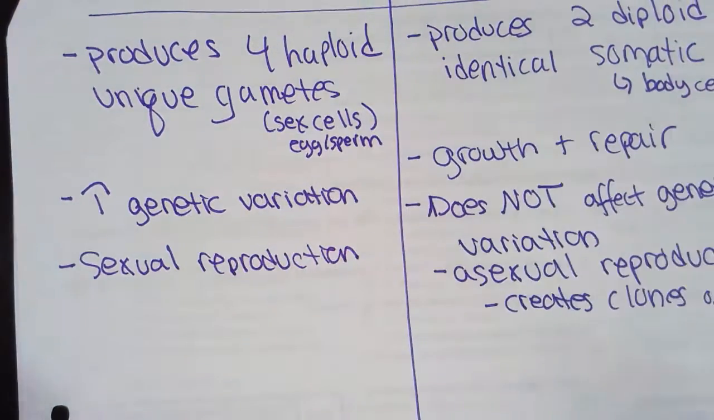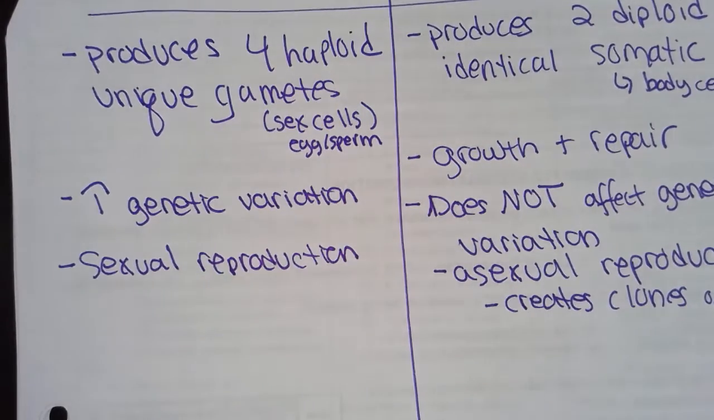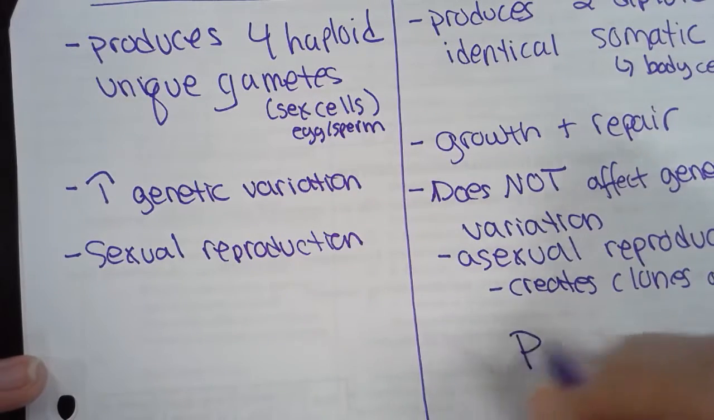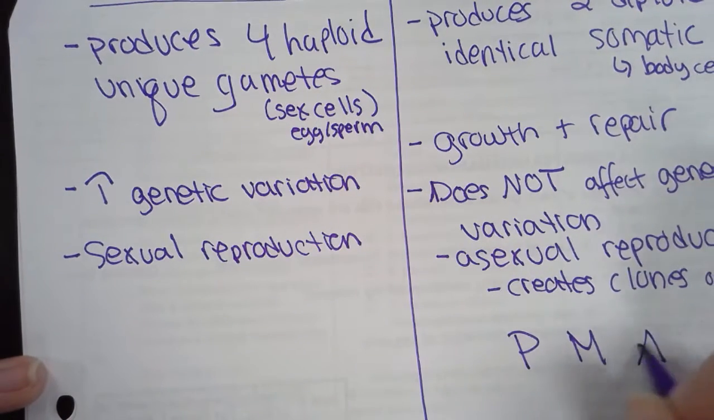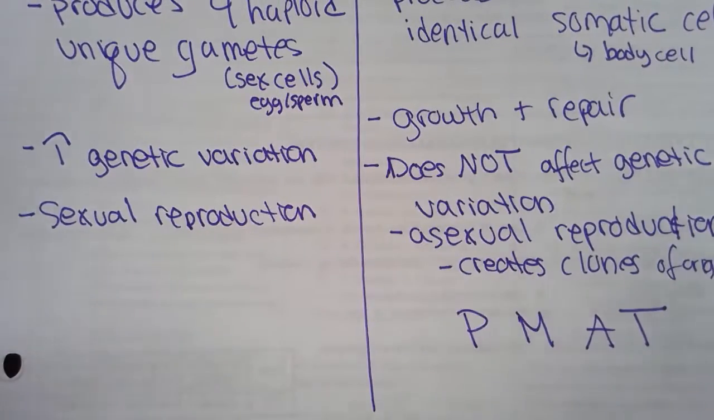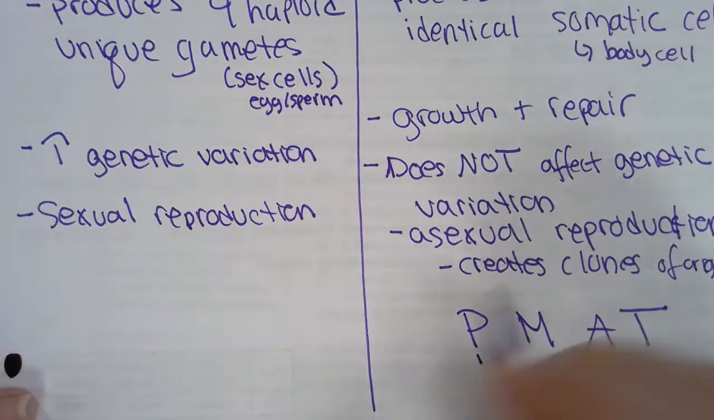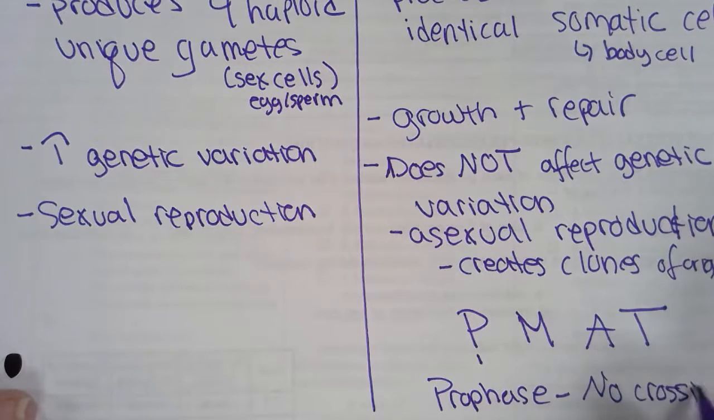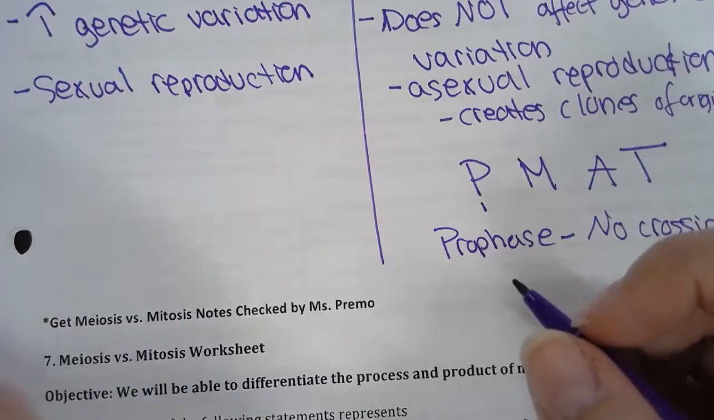There's also a couple differences in terms of the phases that you go through. So in mitosis, we know that our phases are prophase, metaphase, anaphase, and telophase. Those are the only 4 phases for that. In prophase in mitosis, there is no crossing over. Similarly, in metaphase, there's no independent assortment, it wouldn't matter.